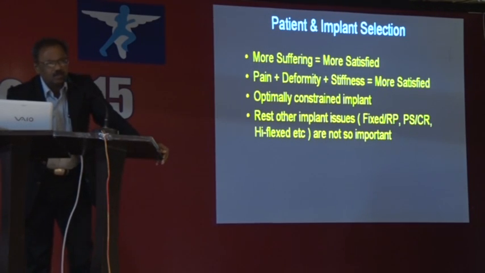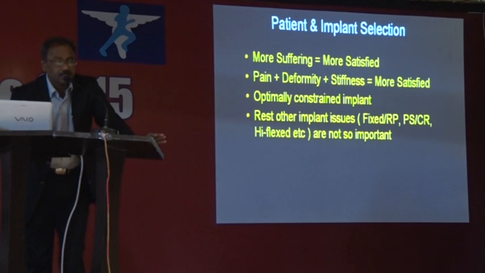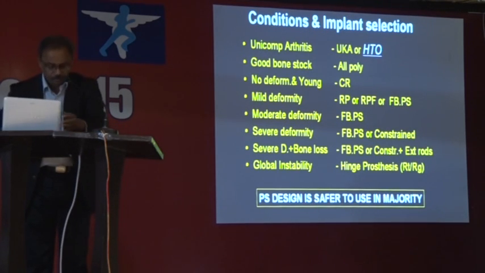If it is just pain, with a straight knee and joint space mildly reduced, then the patient will not be satisfied. And once you have decided we have to operate on the patient, use an optimally constrained implant, from CR to HG, depending on the situation and circumstance. But constraint should be used as little as possible. And as I told you, the other issues are not important.